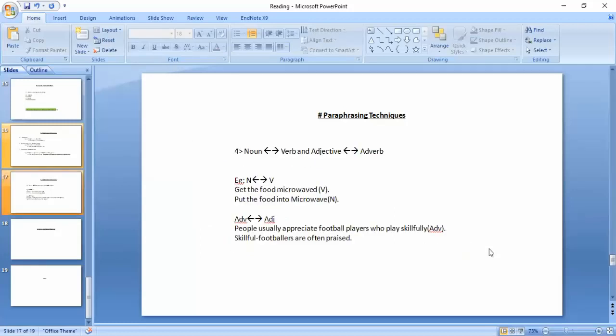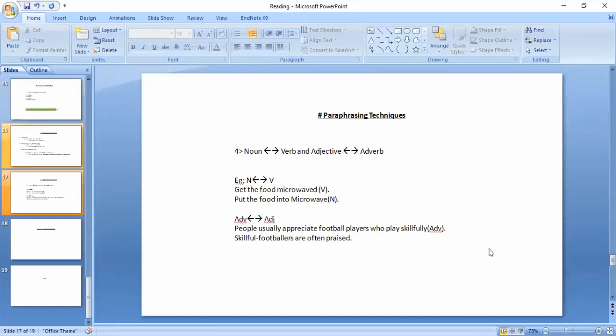Another technique for paraphrasing is noun to verb and verb to noun, and conversion of adjective to adverb and adverb to adjective. For example, noun to verb: get the food microwaved is the verb form, but put the food into the microwave is a noun. So you can get the same information by using different grammatical structures.